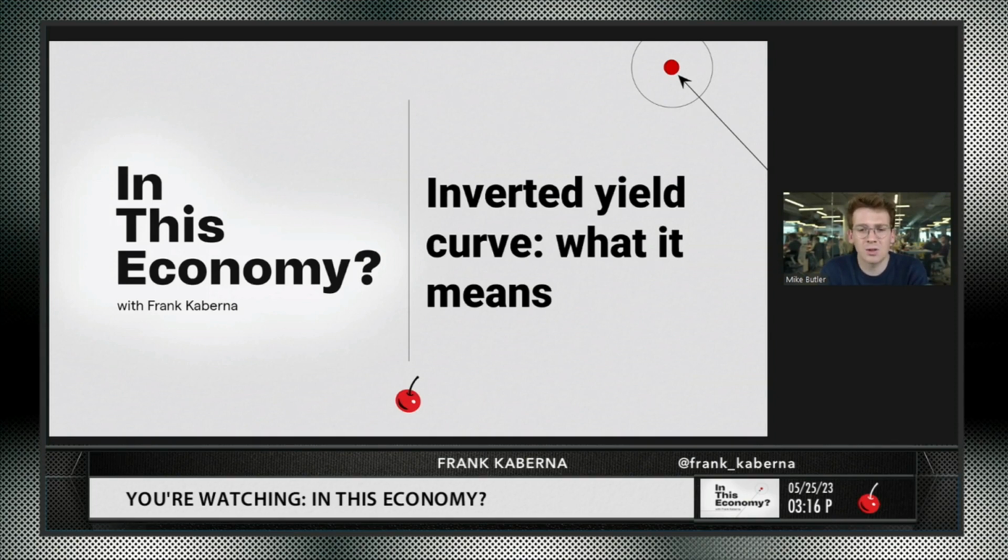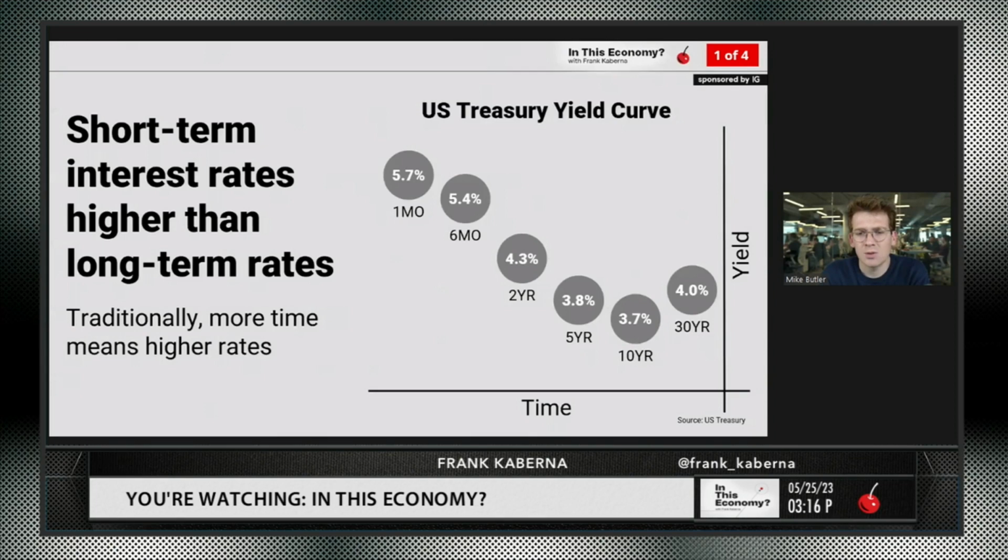What makes a yield curve abnormal or inverted versus normal? Why would one be normal and one not be? We're going to break it all down here in as quick and succinct a way as possible.